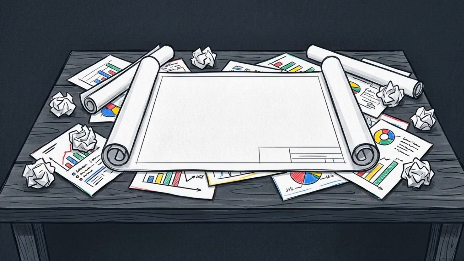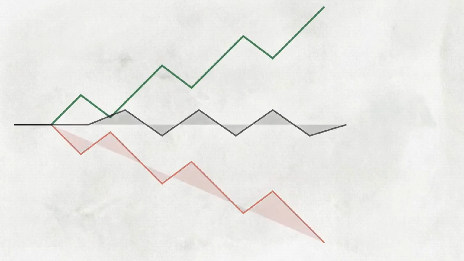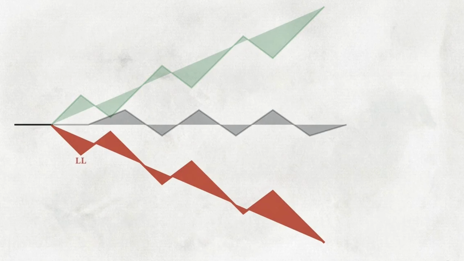Step 1 is identifying the raw market phase. Before you draw a single line, you have to determine what overall state the asset is currently in. This diagram shows the only 3 states a market can exist in. It is either in an uptrend, making higher highs and higher lows, a downtrend, making lower lows and lower highs, or it is in consolidation.